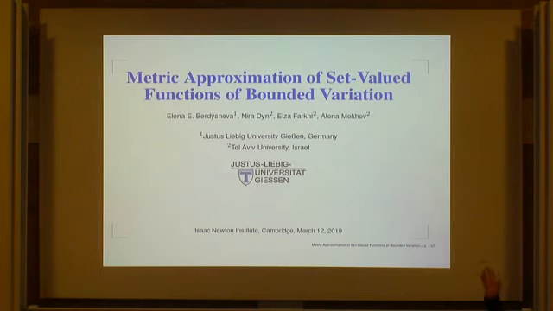Well, the title of the talk is here. As you can see, metric approximation of set-valued functions, specifically of bounded variation. What metric does mean, I will explain it. This is joint work with three ladies from Tel Aviv, Nira Dyn, Farkhi, and Elena Mokhov. Elena is the joint former PhD student. It was maybe 10 years ago that she was a PhD student.